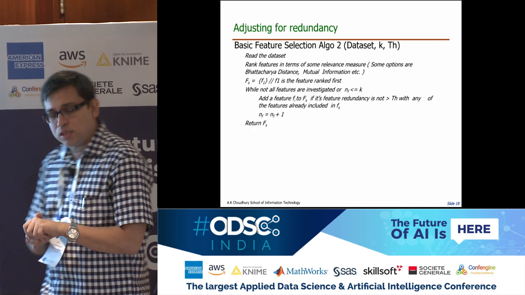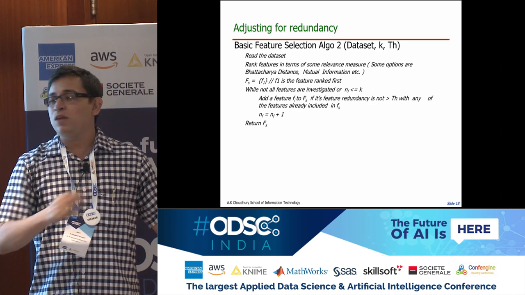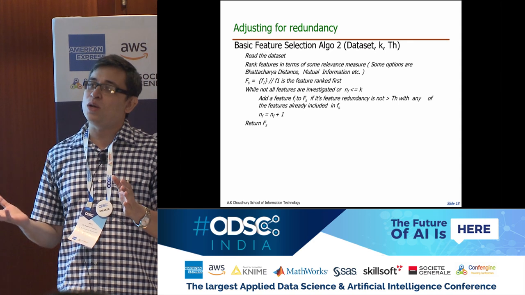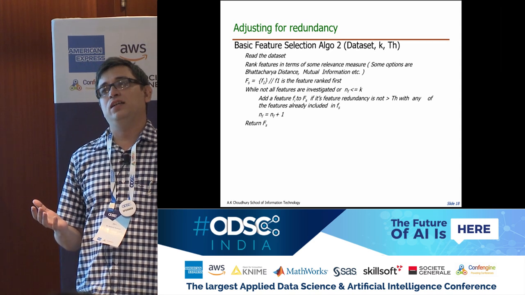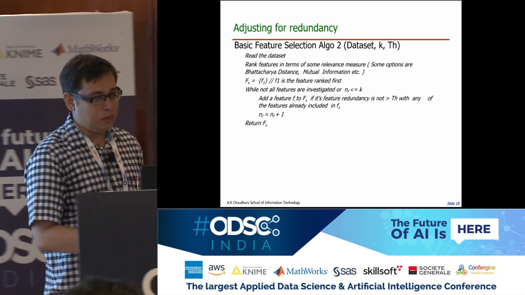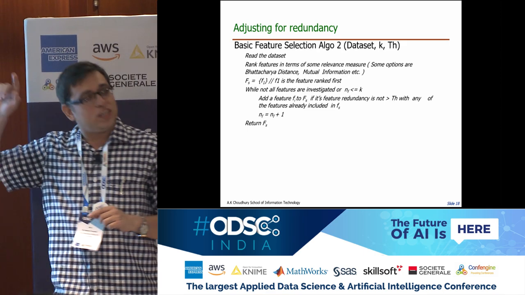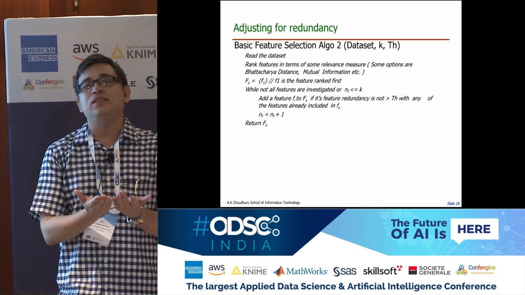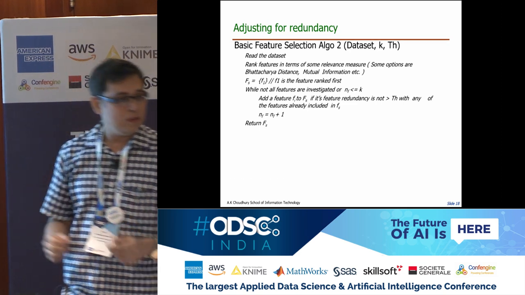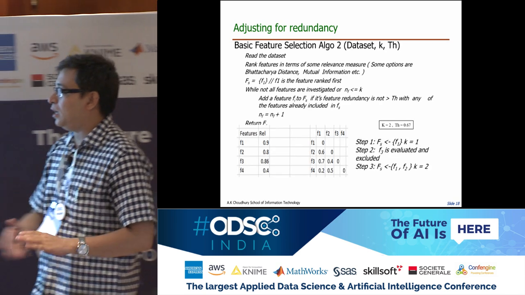What we'll do now is rank features and add features to the feature set. But when I evaluate the next feature, I will make sure that it doesn't have a high correlation with the features that I've already selected. I have explained this with an example. Of course, this needs another parameter, a threshold or TH, which tells you how much correlation I will allow.